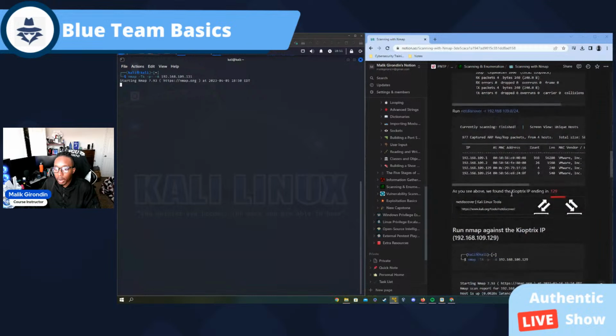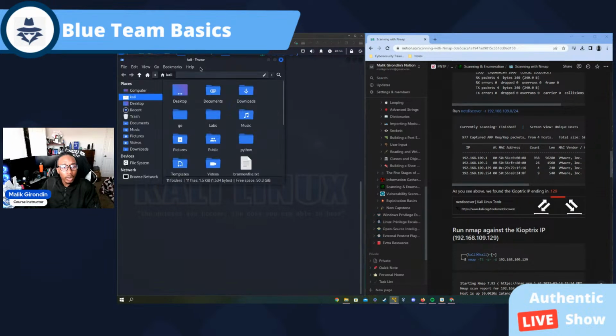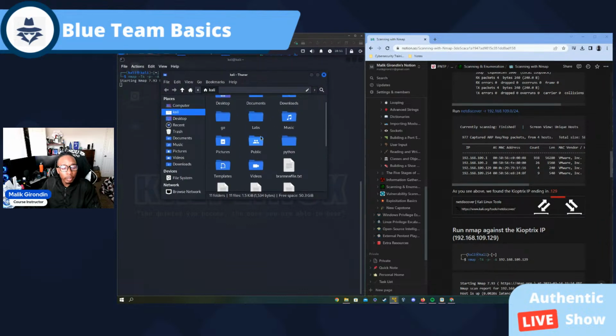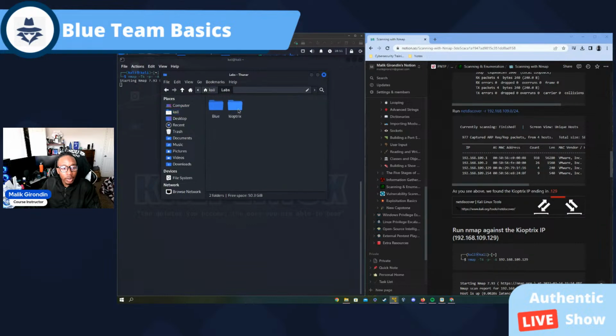Actually, while that's running, I'm gonna show you guys this real quick. Let me go to my folder. I want to show you guys something real quick. Go to labs, put in blue. That's a template. I'm gonna go to document, copy this, go to my Kali labs, blue. I'm gonna paste this here.